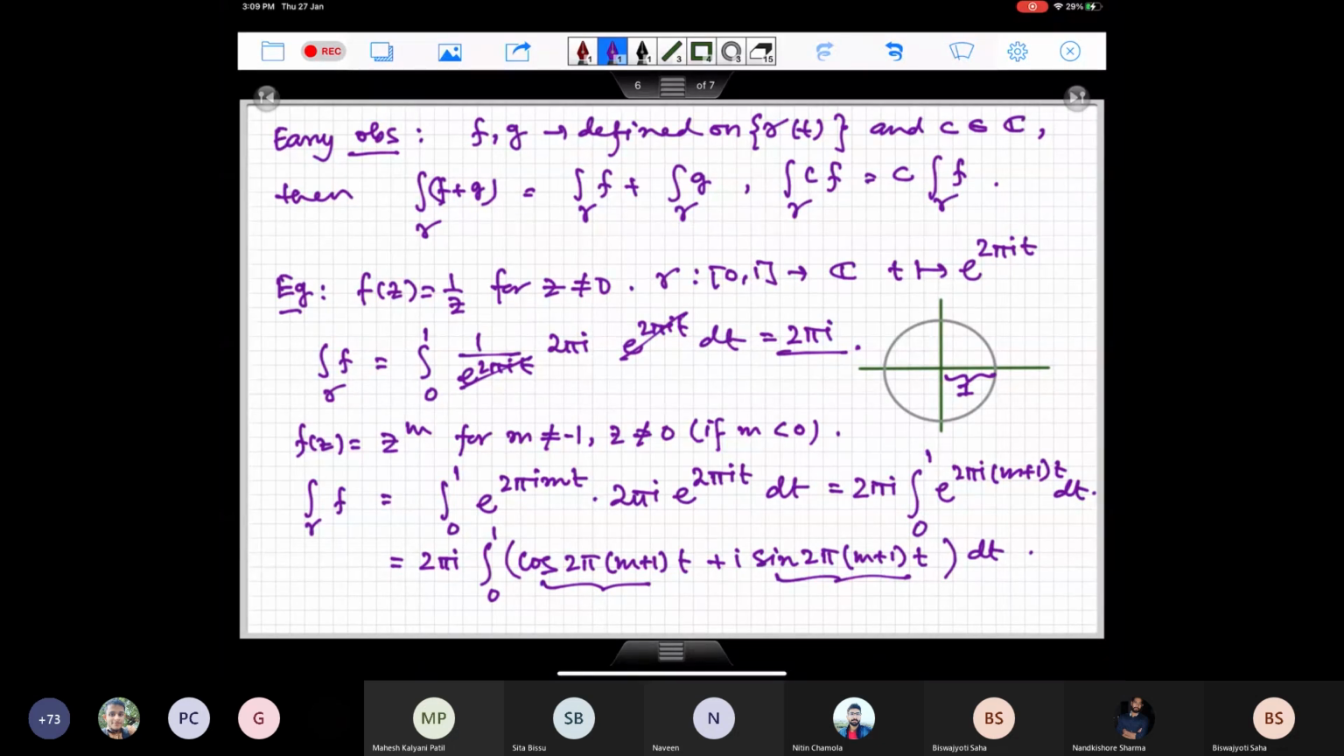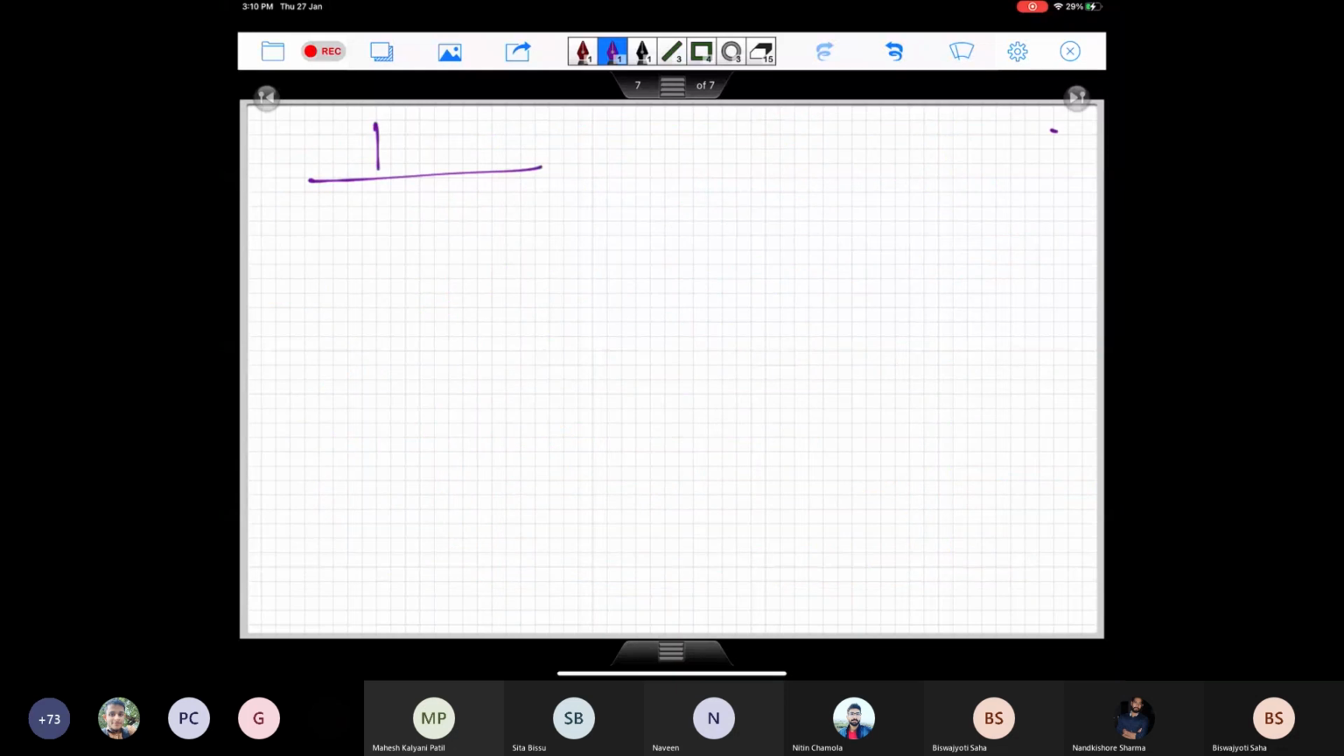For example, if I draw the picture of cos 2 pi t, it will be something like this, between 0 and 1. Have I drawn it correctly? Probably not, just a moment. So it will be like this. At 2 pi also, cos 2 pi is 1, right? So this is 0, this is 1. And similarly sine is like this, between 0 and 1. This is sine 2 pi t, that is cos 2 pi t, correct? Indeed.